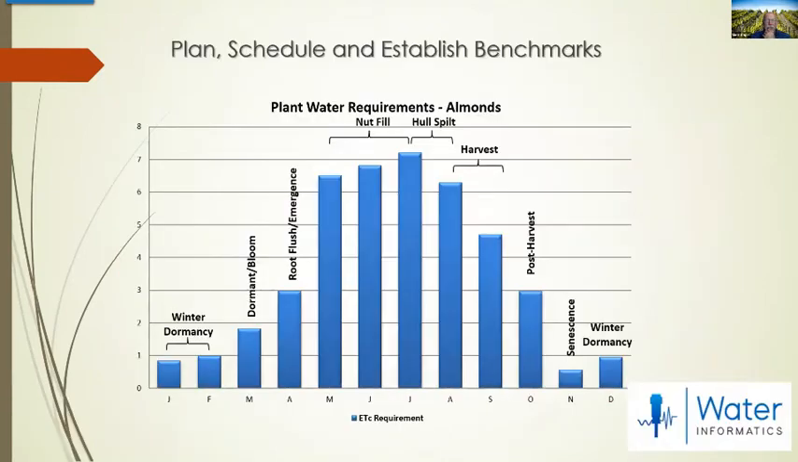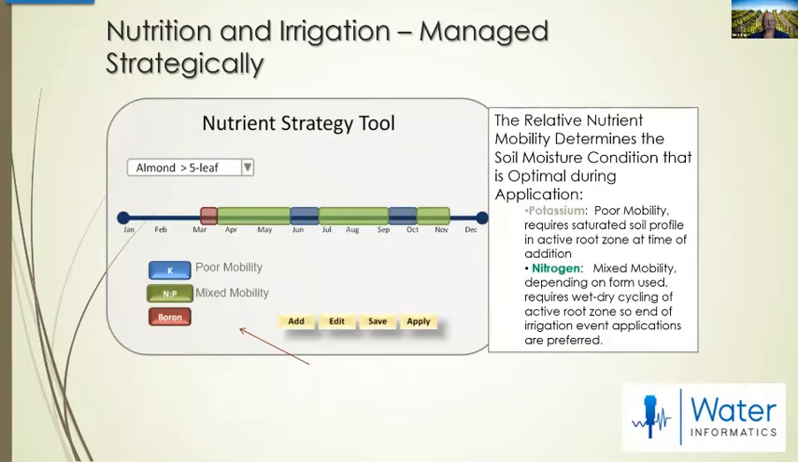And again, here's plan, schedule, and establish benchmarks. We love to do that. During that winter dormancy, it's important to refill your bank because there are no leaves. It's important to keep that tree hydrated, that cambium hydrated. You get into bloom, root flush, nut fill, hull split, harvest, post-harvest, and senescence. It starts all over again.